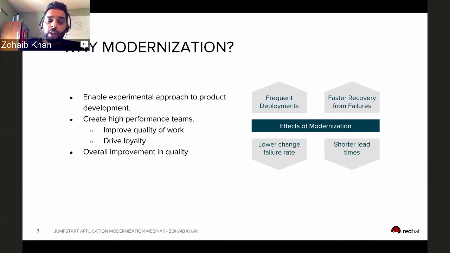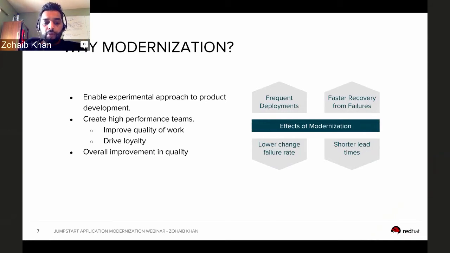It also has a good side effect of creating high performance teams that improve the quality of work. And, frankly, people like to do this kind of stuff, which helps in terms of recruiting and retaining good talent. And it generally drives the overall improvement in quality. Some of the key things that modernization drives are frequent deployments. The rate of frequent deployment goes up. There's a faster time to recovery from failures.